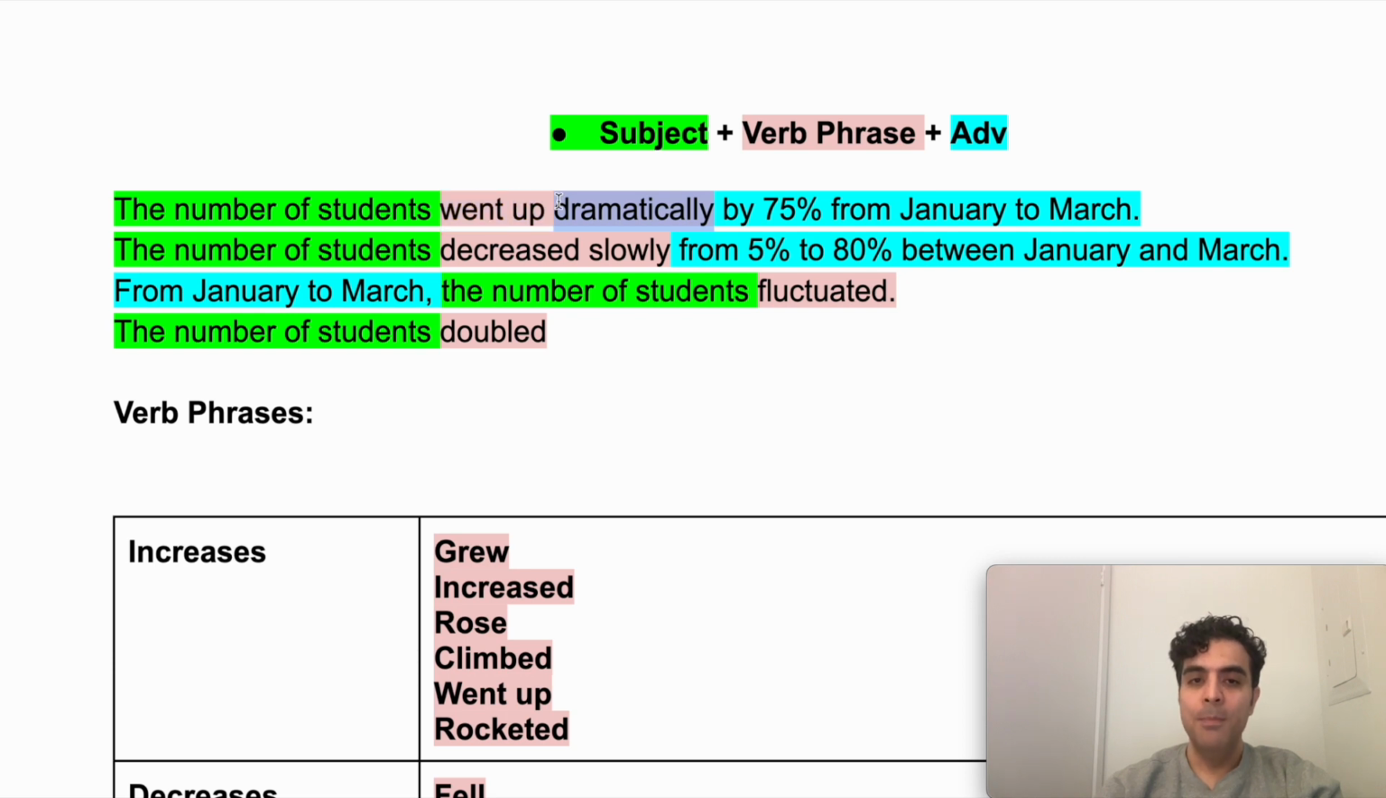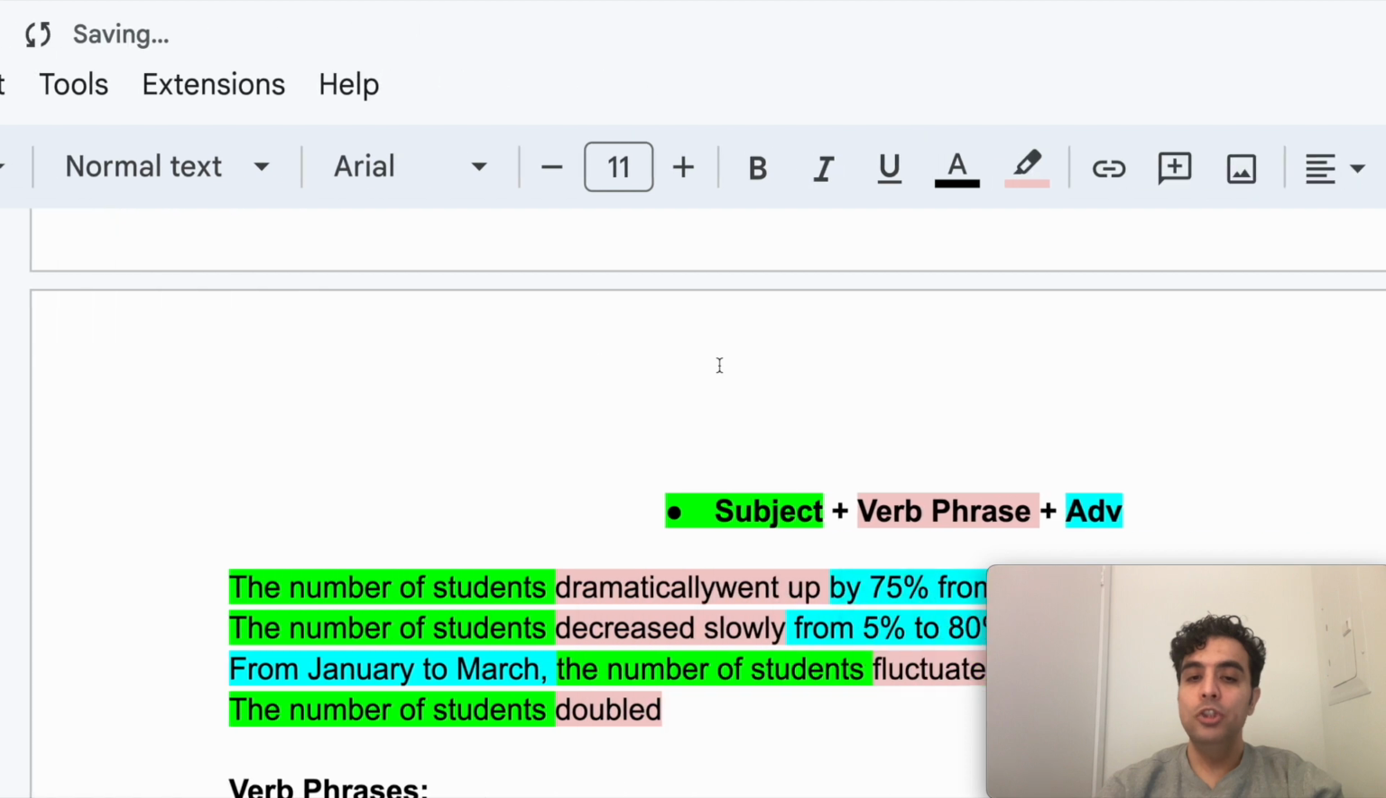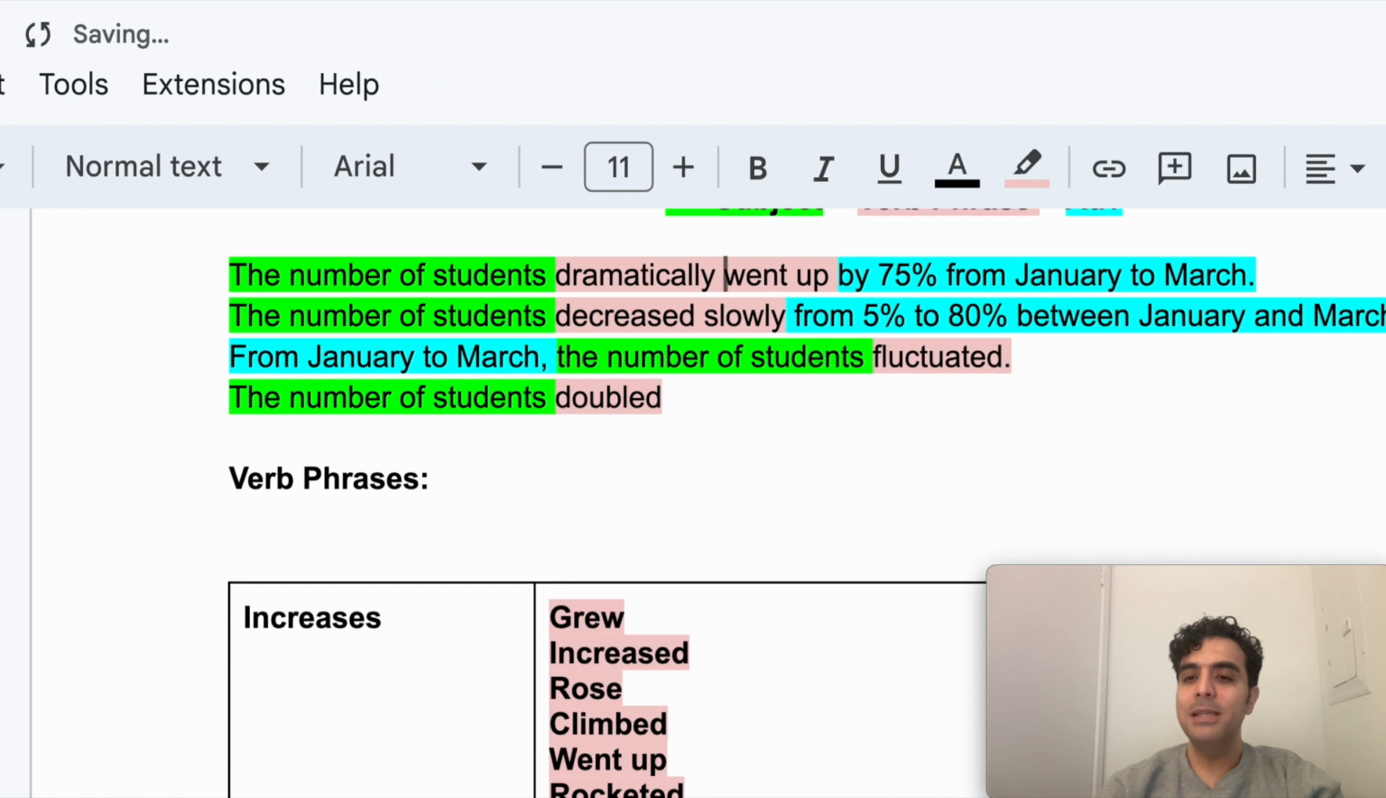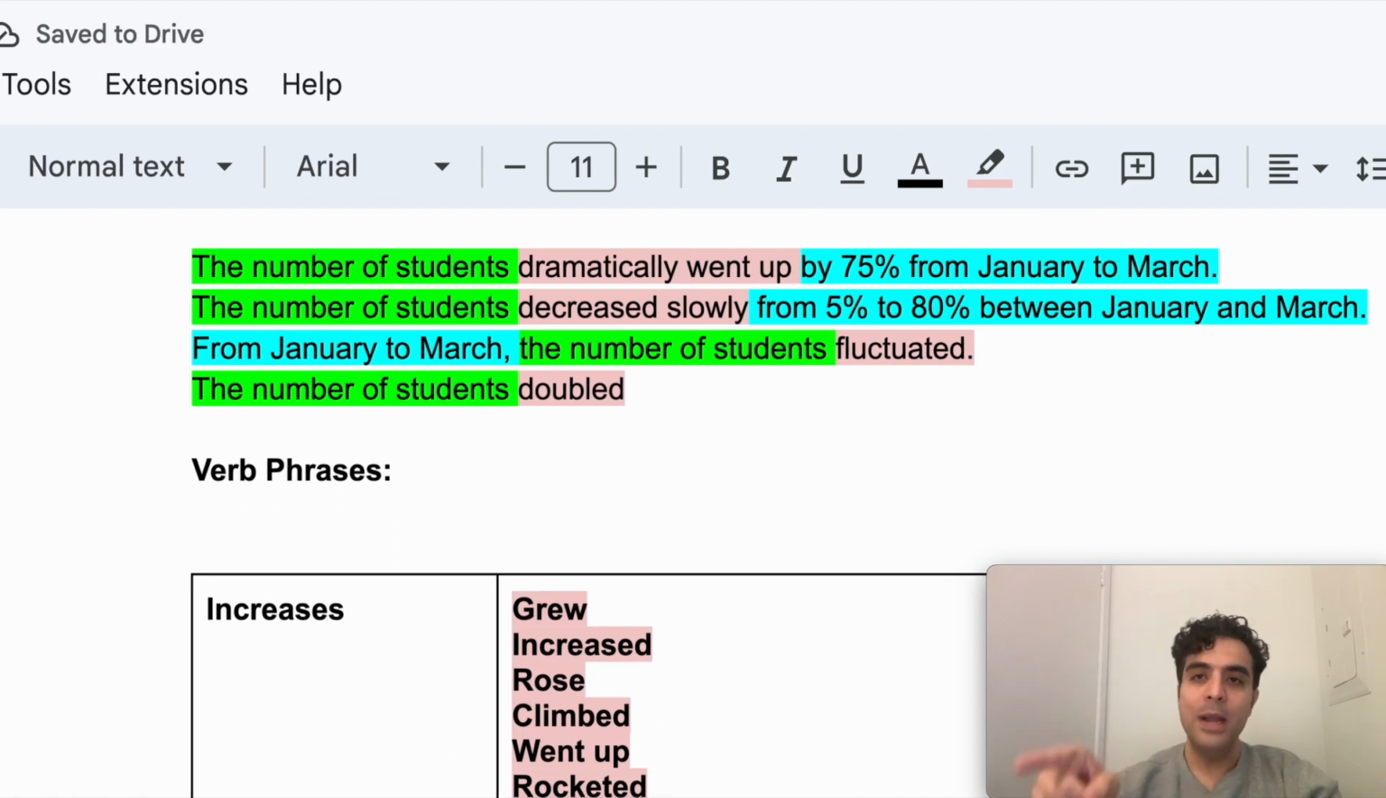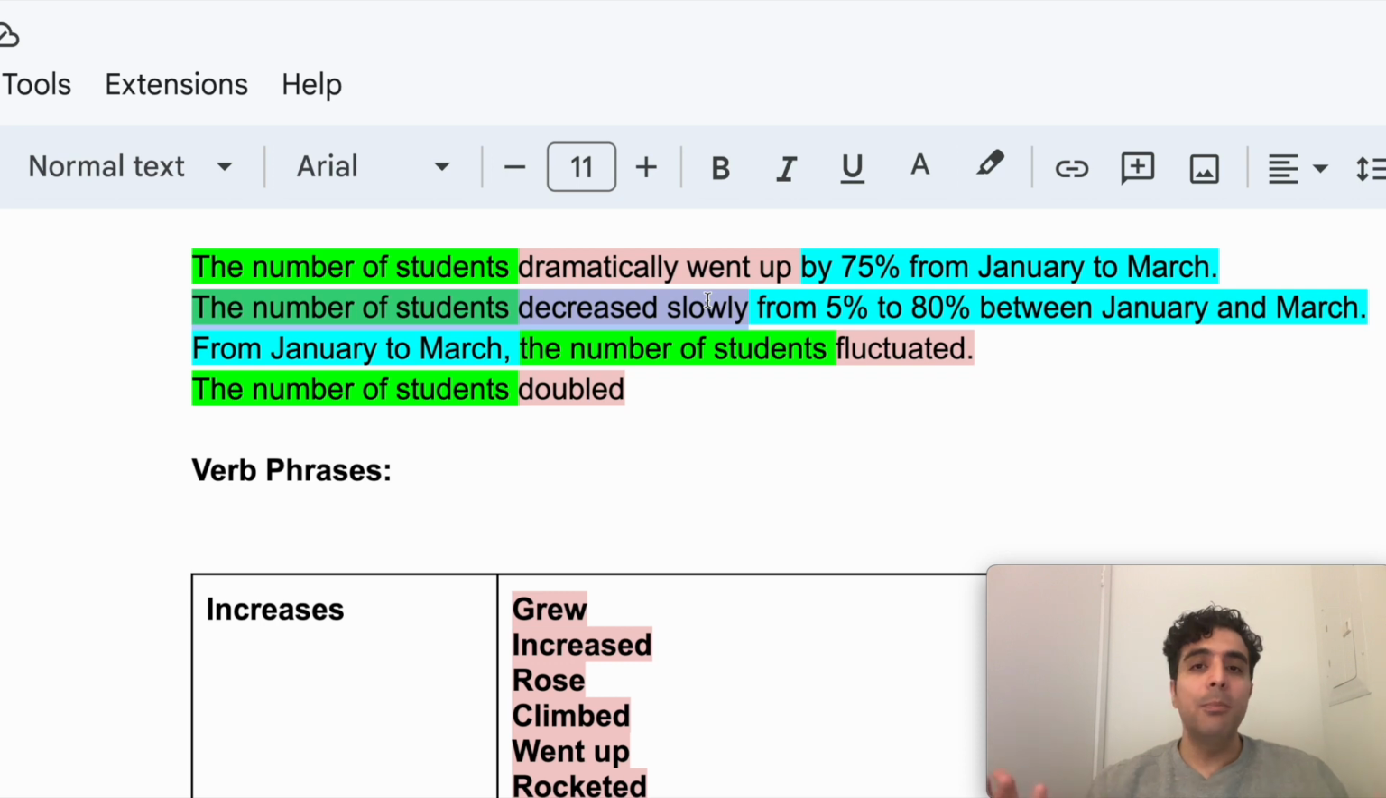Another thing about adverbs is even in your verb phrase, you can switch your adverb position. So for example, here I can say the number of students went up dramatically by 75%, or I could say the number of students dramatically went up by 75%. They are both correct. So both structures can be used. Or in this case, I could have said the number of students slowly decreased instead of decreased slowly. Which one's better? No difference. They're both the same. They're both correct.